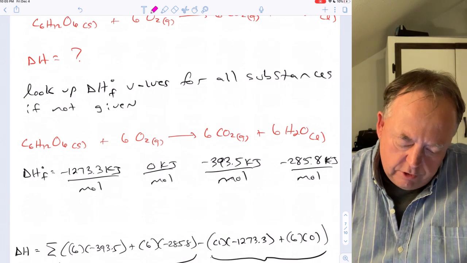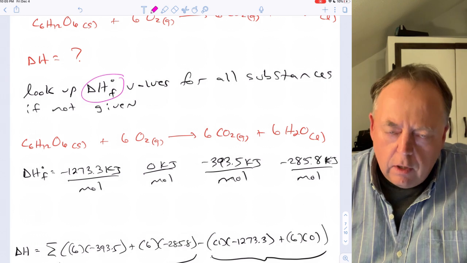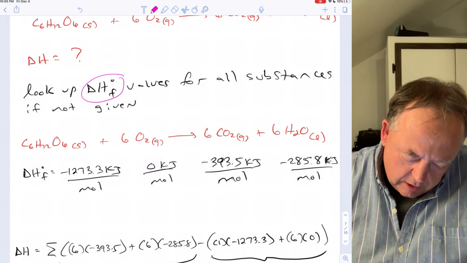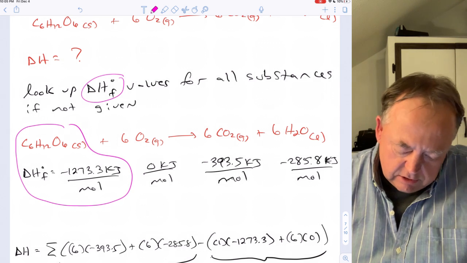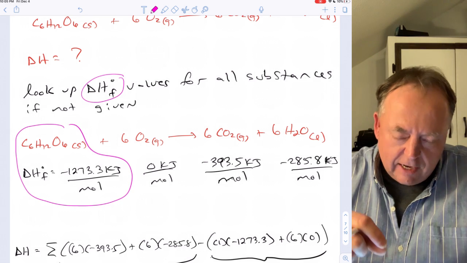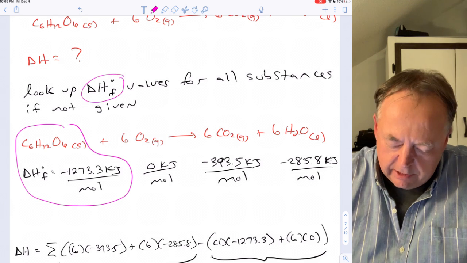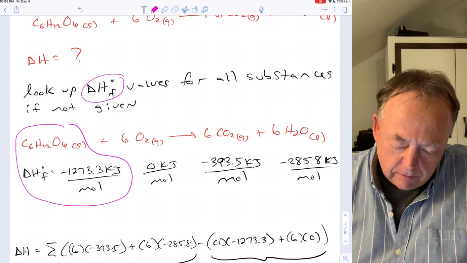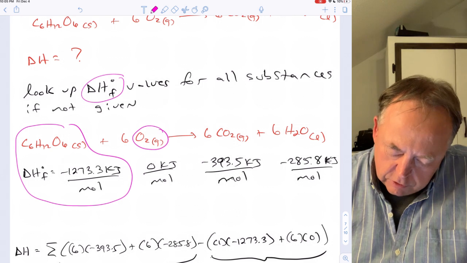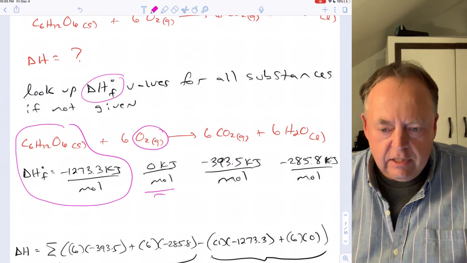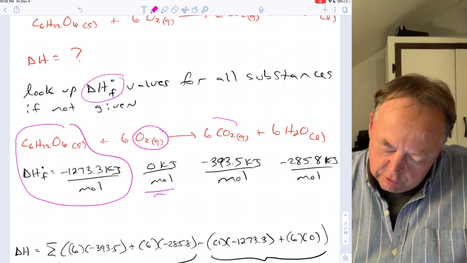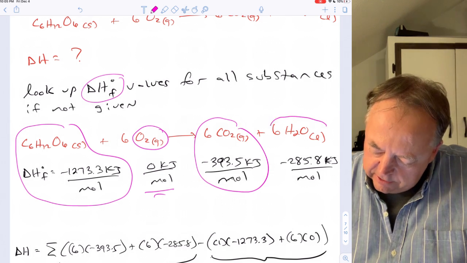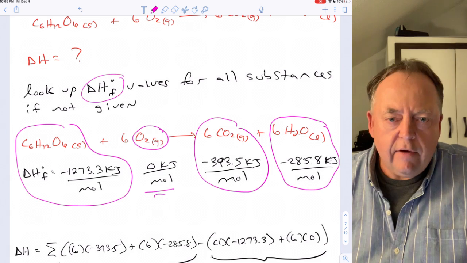The first thing you would want to do is look up heat of formation values for all of the substances if they're not given to you. For glucose, forming that from carbon graphite, hydrogen gas, and O2 gas would be exothermic by negative 1,273.3 kilojoules per mole. O2 is the most stable form of oxygen, so that has a heat of formation of 0. And CO2, there's going to be 6 of those, so we'll have to multiply that value by 6. And 6 water molecules, so we'll have to multiply that value by 6.